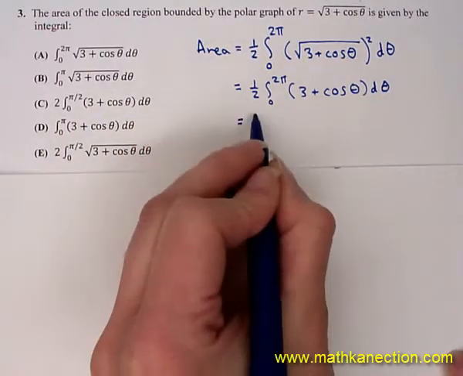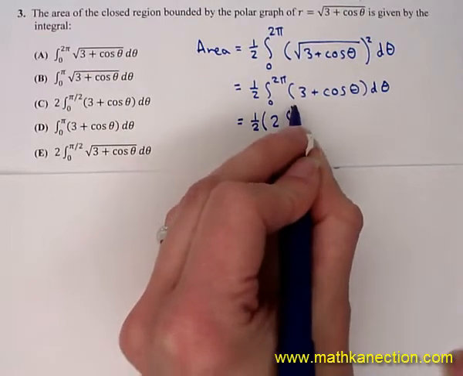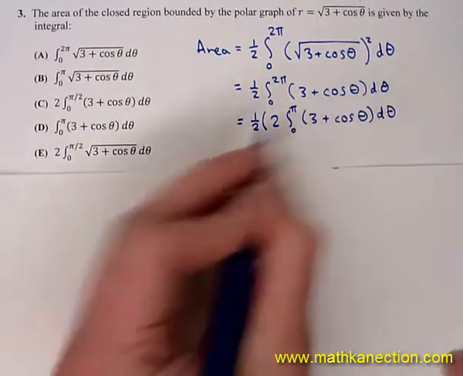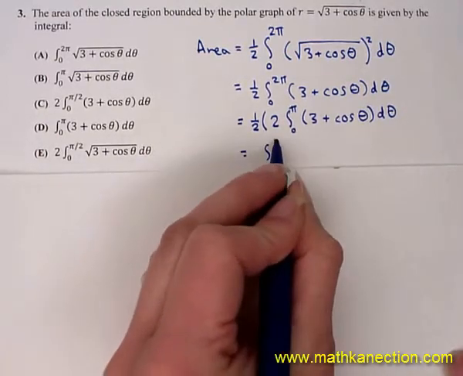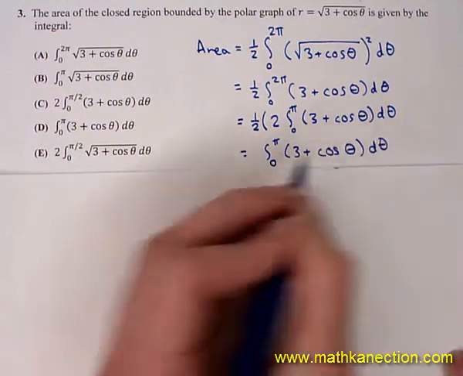To go from 0 to 2 pi is the same as, since we have symmetry, twice the integral from 0 to pi of 3 plus cosine of theta. So the 2 and the 1/2 simplify, and we're looking at the integral from 0 to pi of 3 plus cosine of theta d theta, which is letter choice D.